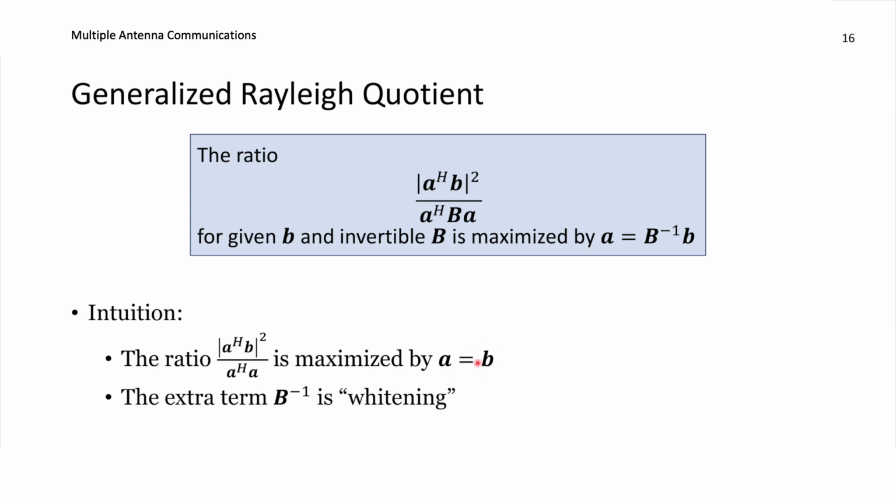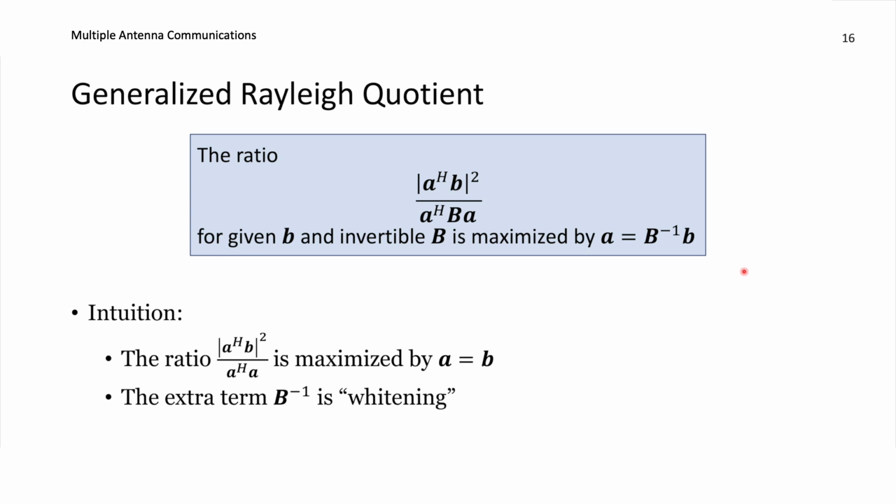And then when we have this additional B inverse term here, it acts as some kind of whitening. So when there is no interference and no estimation errors, B is going to be an identity matrix, and in that case we get something like this, and we get maximum ratio combining out of this. But when we have this interference from other users, then we would like to whiten the interference and noise term by using this B inverse here. So that is sort of the intuition behind this type of result.